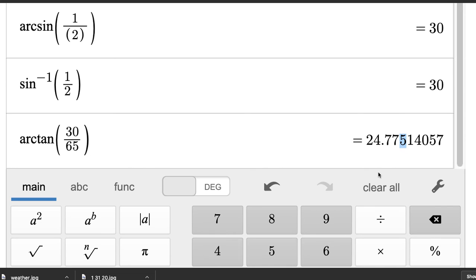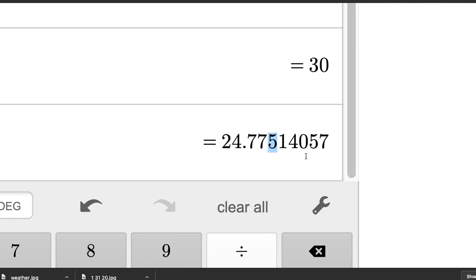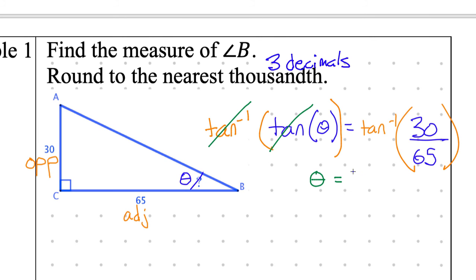Yes, Jessica. I'm going to round based off of this last number. So does this 5 turn into a 6 or does it stay a 5? It stays a 5. So my final answer is 24.775. There it is, 24.775. And we usually have the units of degrees.